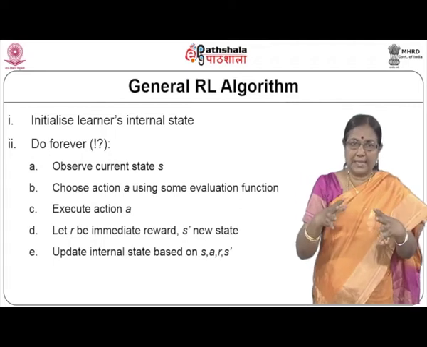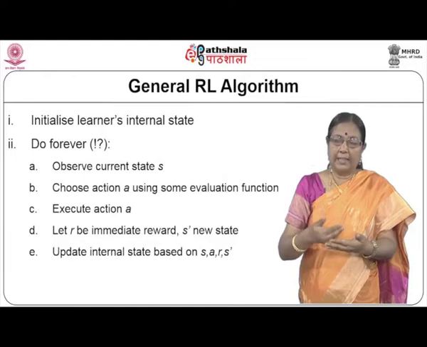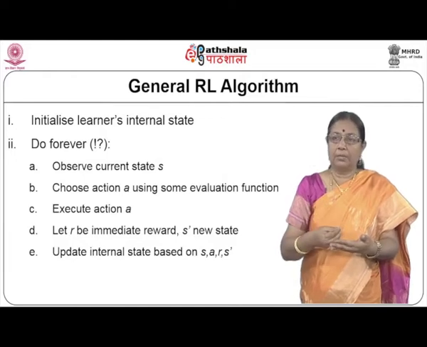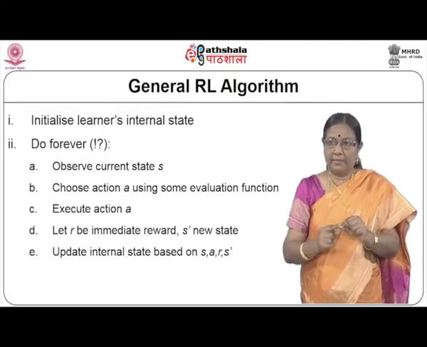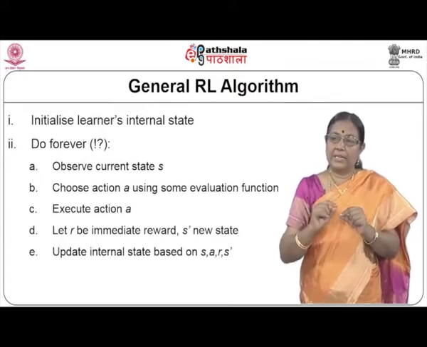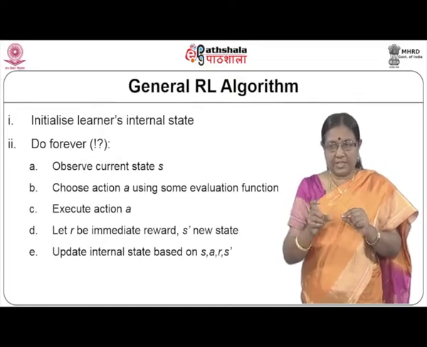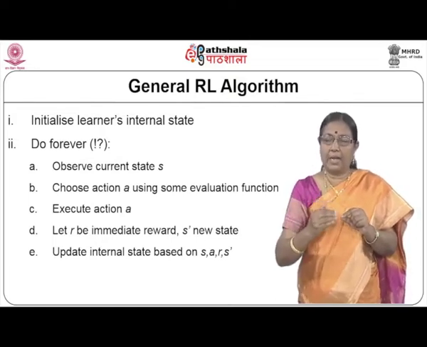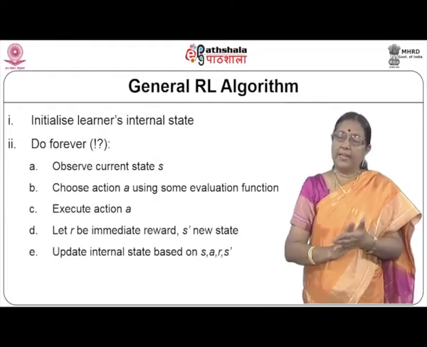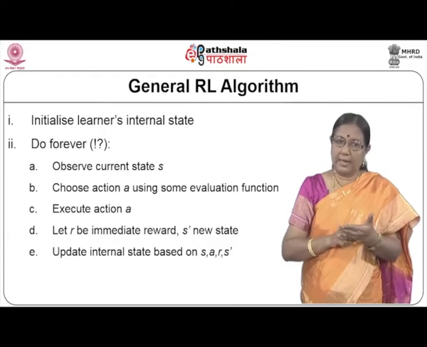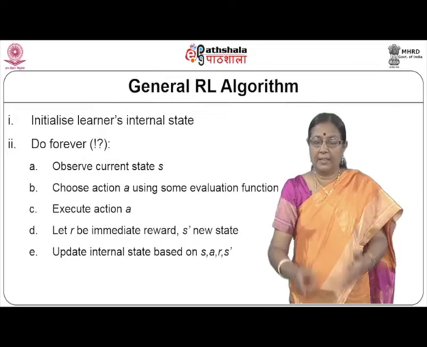Okay. So, I will just repeat these terms. You initialize the learner's internal state. Now, you observe the current state S, and then you choose an action A based on some evaluation function, then you execute that action A. When you execute that action A, you will reach a state S dash, okay, and associated with that action you will also be given R as an immediate reward. So, you update the internal state now to reflect the initial current state, the action, the state you reached because of the action and the reward.